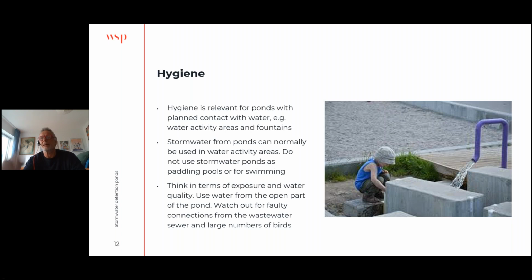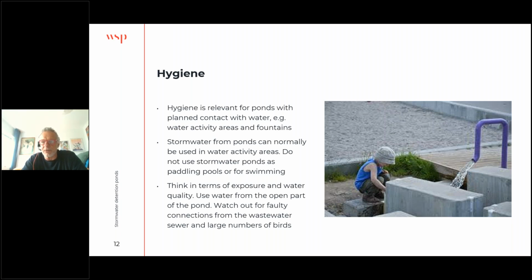And you can do that by taking water from the middle of the pond, and you have to, of course, make sure that you don't have any faulty connection of wastewater to a stormwater sewer system. A large number of birds has also shown to give problems with hygienic things.